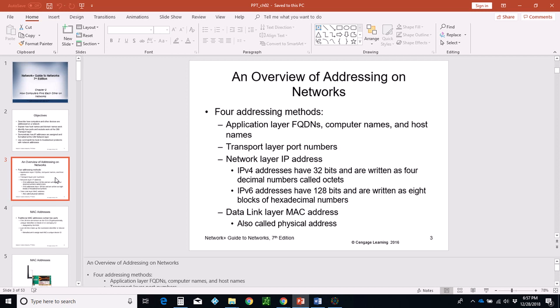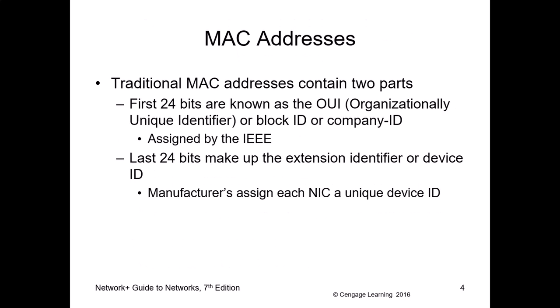So IPv4 and IPv6 addresses are at the network layer, and at the data link layer, we're talking about the MAC address, the physical address. Okay, so let's start with the MAC addresses. What is the media access control address?